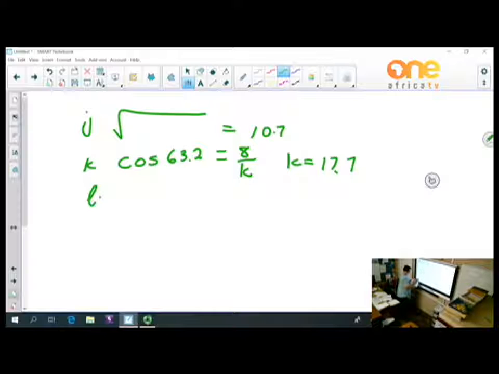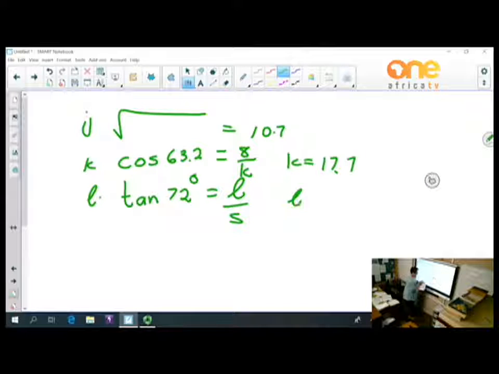L, which function now? Tan. So tan 72 is equal to L over 5. Which method? Top times. So it's 5 times tan 72, which is equal to 15.4. M is again Pythagorean. We'll subtract this time. So it's the square root of 130 squared minus 120 squared, close the bracket, is equal to 50.